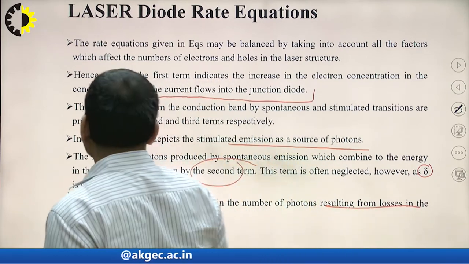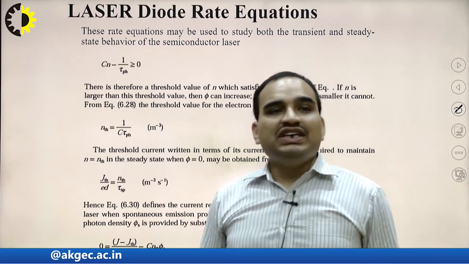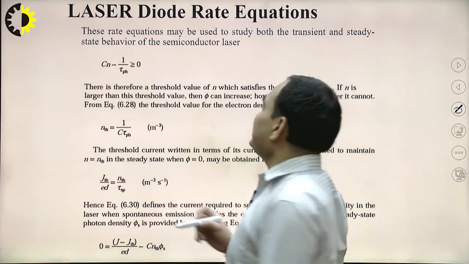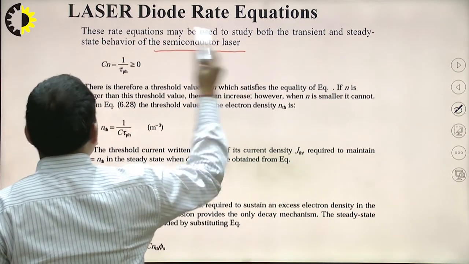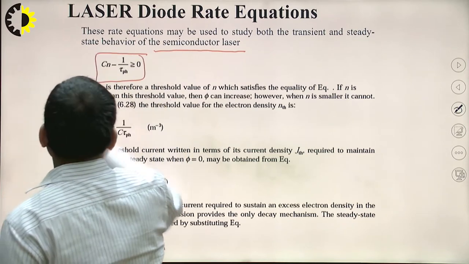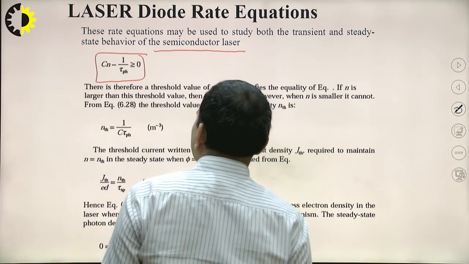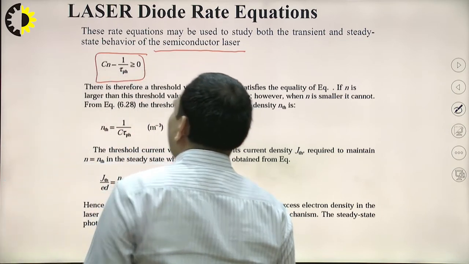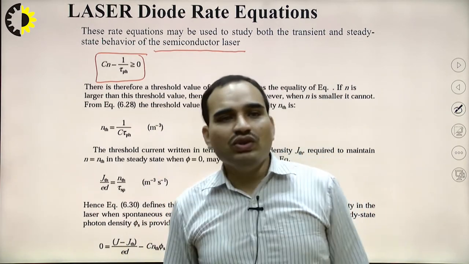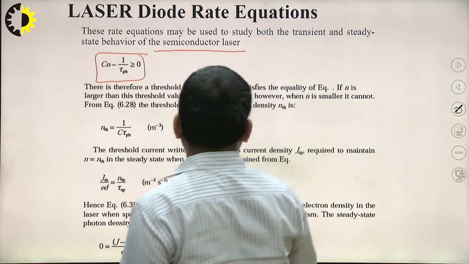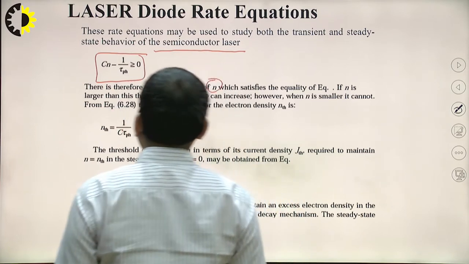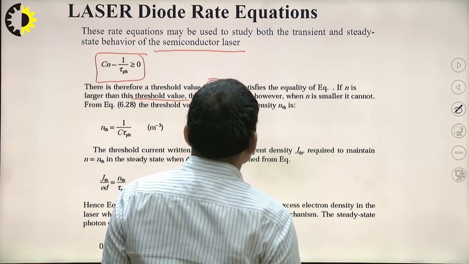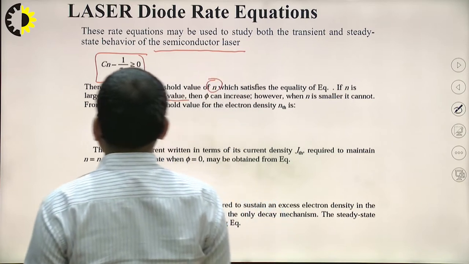These rate equations may be used to study both the transient and the steady state behavior of the semiconductor laser. So, we have C times n, that is the electron density, minus 1 by tau ph, that is the photon lifetime. We have the threshold value of n which satisfies the equality. If n is larger than the threshold value, then phi can increase. When n is smaller, it cannot.